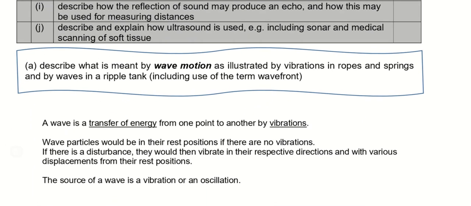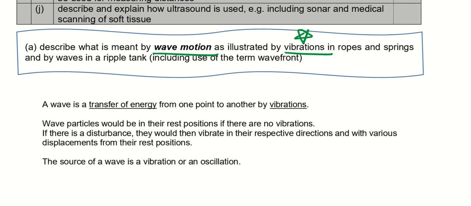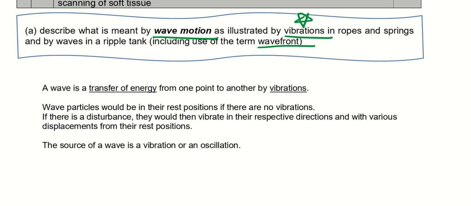Success criteria A: describe what is meant by wave motion as illustrated by vibration. So this vibration is actually a keyword. Later on you will see this term called wavefront. So we have wave motion that is caused by vibrations, and later on a term that we will be using in waves is called wavefront. So what is a wave? A wave is a transfer of energy from one point to another by vibrations. So basically it transfers energy.